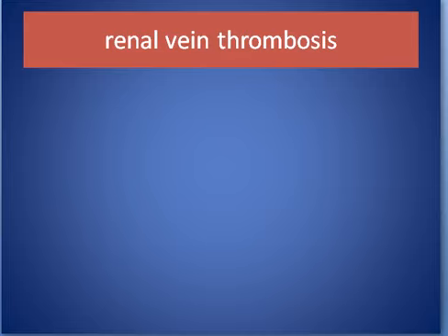Renal vein thrombosis is a common vascular condition in the neonate, the newborn, and the predisposing factors include prematurity, dehydration, sepsis, birth asphyxia, shock, maternal diabetes, polycythemia, cyanotic heart disease, and indwelling umbilical catheter. The patient presents with hematuria, flank pain, hypertension, and renal failure.